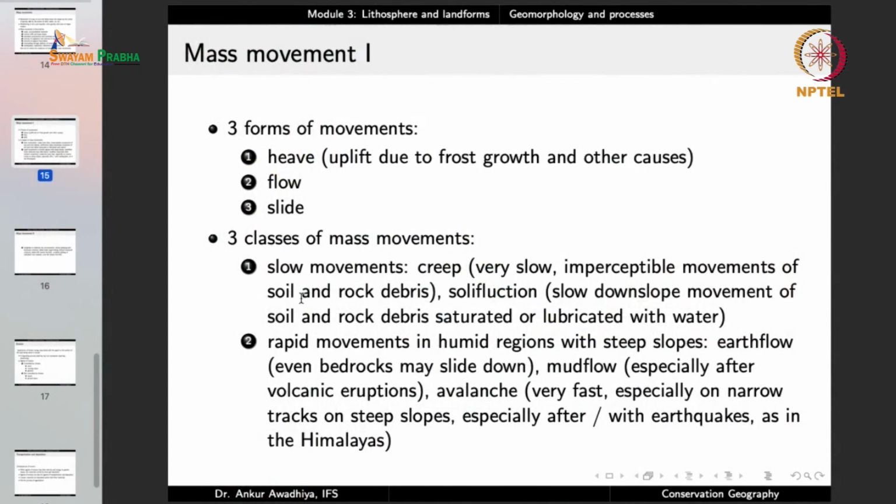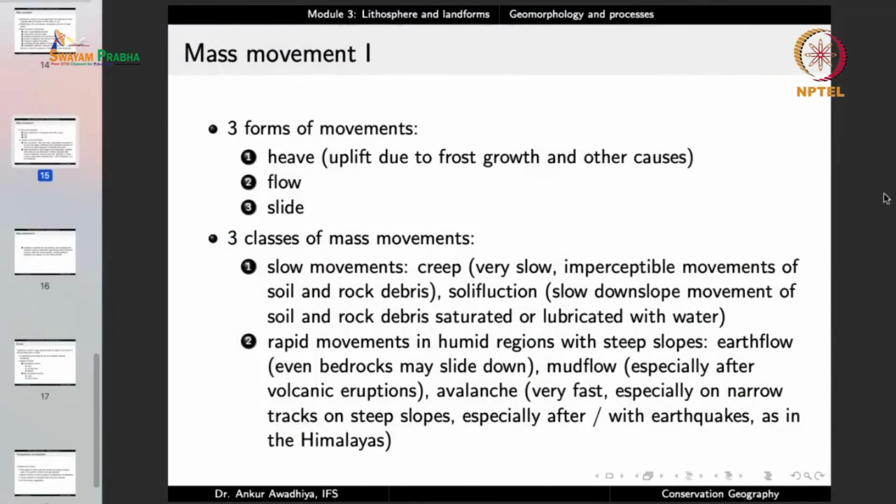We also classify the movements in three classes. We have slow movements such as creep. A creep is a very slow, imperceptible movement of soil and rock debris. You will not find the soil and the rocks moving, but you can find an indication of creep, say by looking at electric poles. So if there is a movement of soil, the electric pole that was earlier straight might turn. So this is an indication that the soil has moved. So creep is a very slow movement. You also have solifluction, which is slow downslope movement of soil and rock debris that is saturated or lubricated with water.